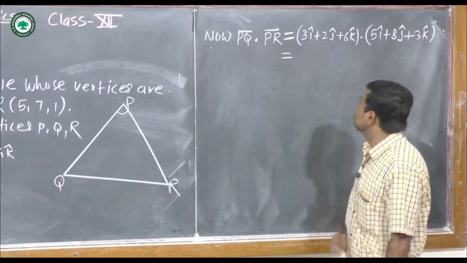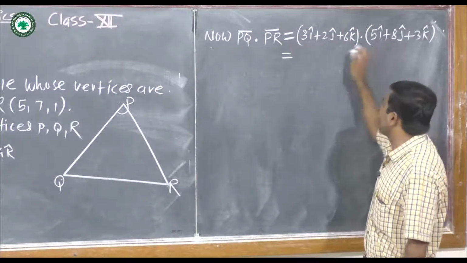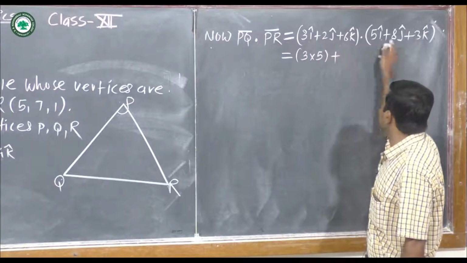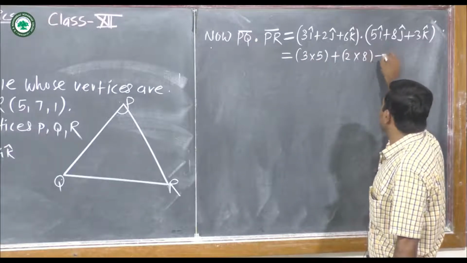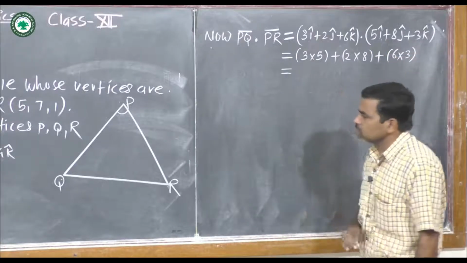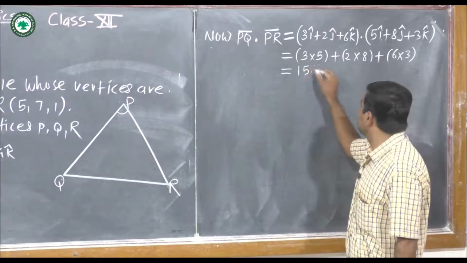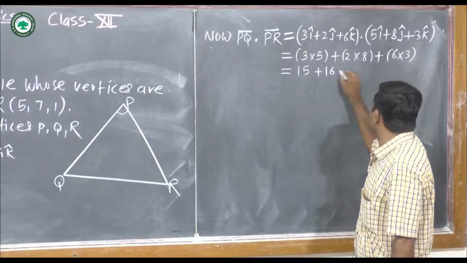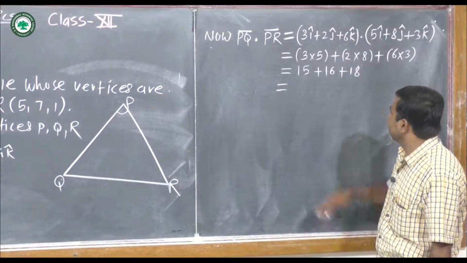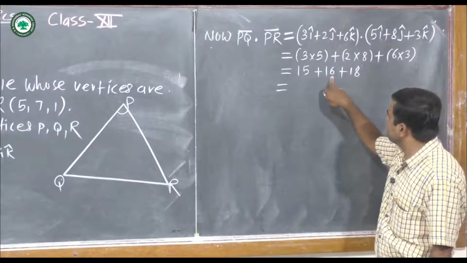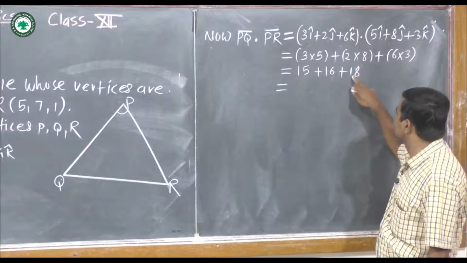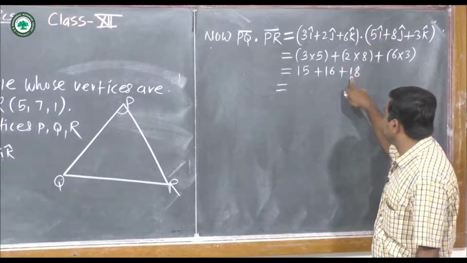So again it is equal to, take the dot product: 3 into 5 plus 2 into 8 plus 6 into 3. Again it is equal to 15 plus 16 plus 18. And it is equal to 15 plus 16, 31, 31 plus 18, that is 49.